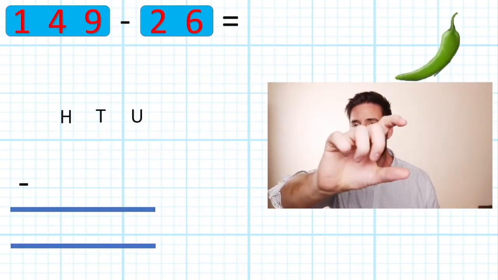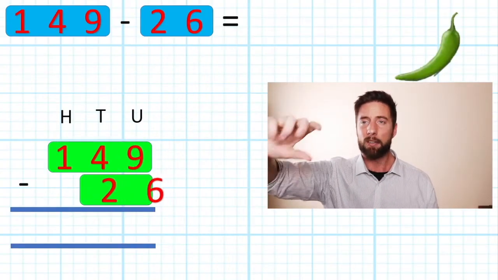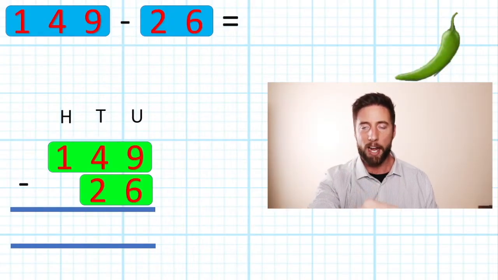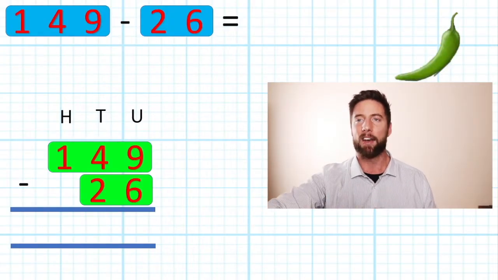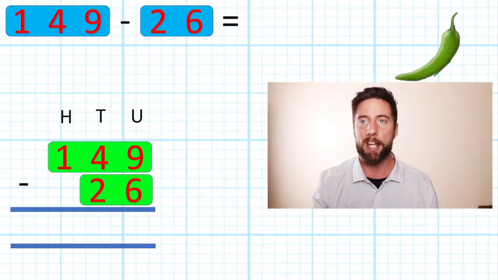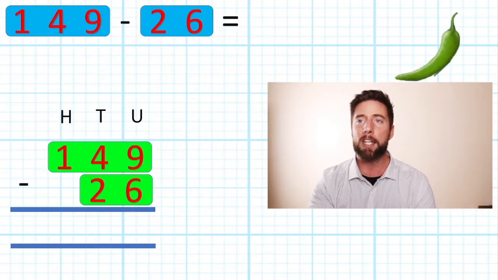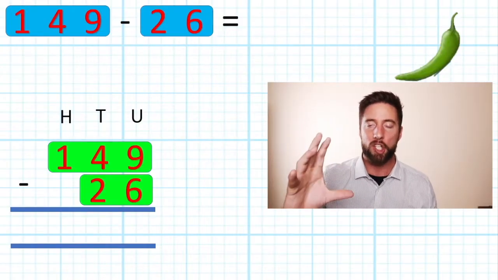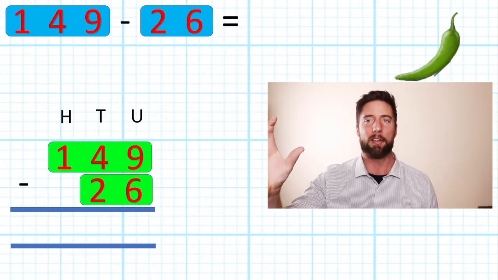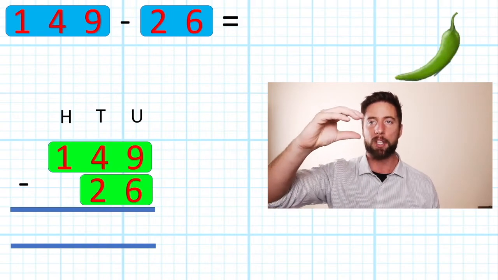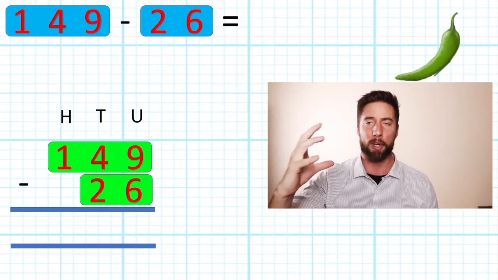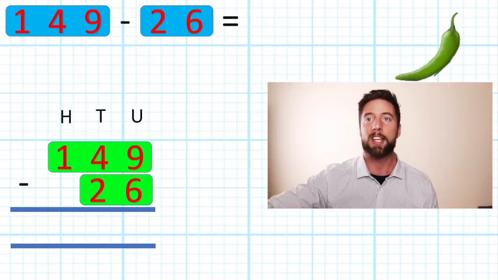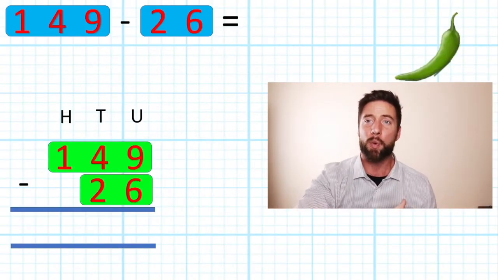It says 149, take away 26. So I'm going to write 149, subtract 26. Okay, I'm writing it as I read it. Some people might tell you, put the biggest number on top. I don't really like that piece of advice. There are questions where our answer needs to be negative, so we can't always put our bigger number on the top. We have to put our number on the top which comes first. If it says 149 subtract 26, it means 149 subtract 26.